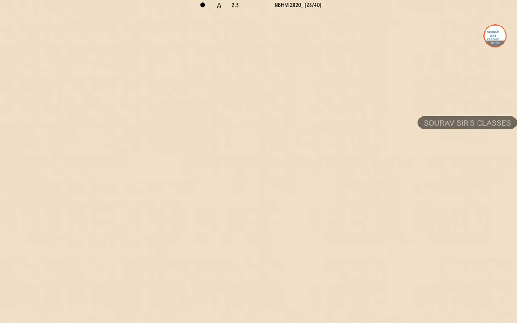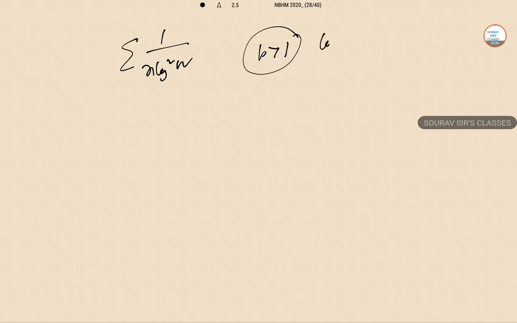In C they have given summation of 1 by n log square n. So this is convergent if p is greater than 1. So this is obviously another convergent series.